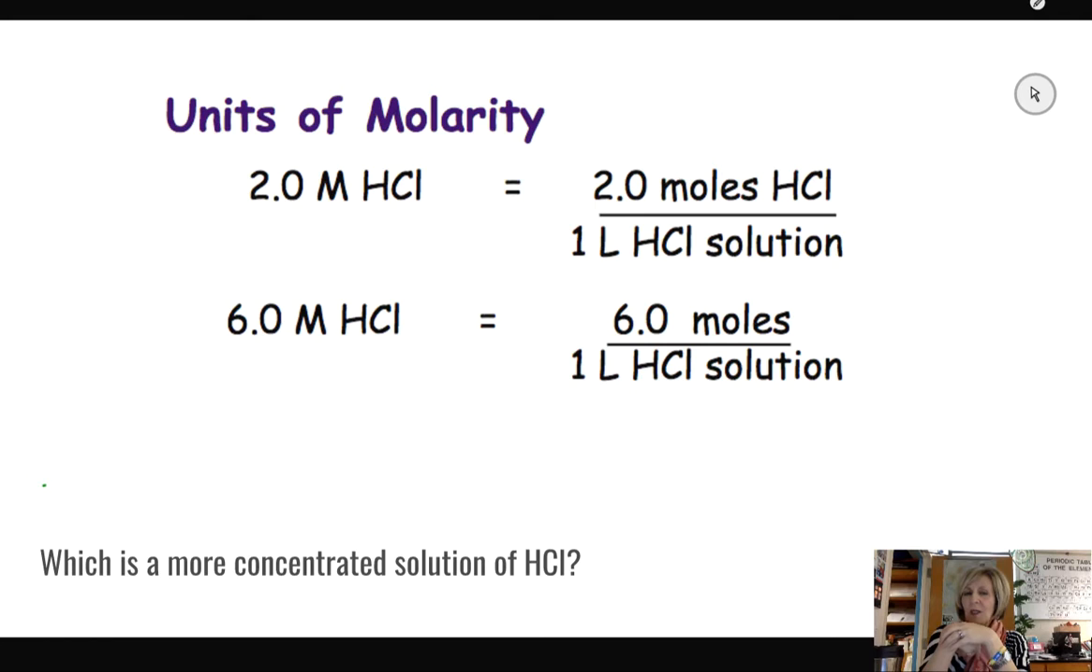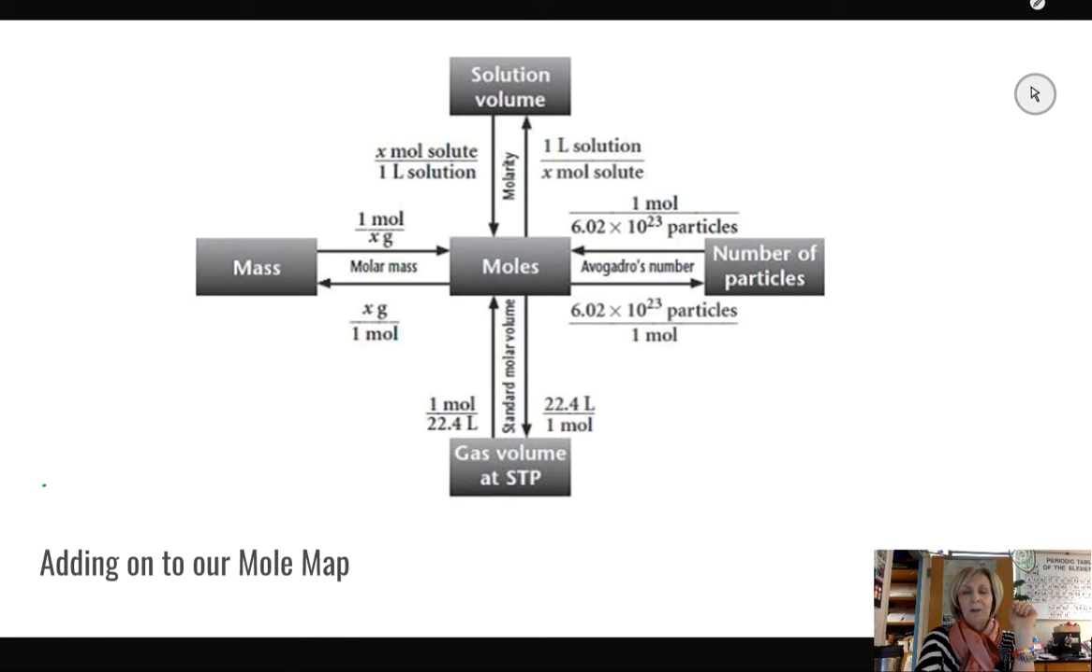Here's a question that I wanted to ask you. Which of these acids is going to be more concentrated: a 2 molar solution of hydrochloric acid or a 6 molar solution of hydrochloric acid? The 2 molar solution is 2 moles of hydrogen chloride divided by 1 liter of hydrogen chloride solution. The 6 molar hydrochloric acid is 6 moles of the solute HCl divided by 1 liter. So this one is going to be a much more concentrated solution of hydrochloric acid.